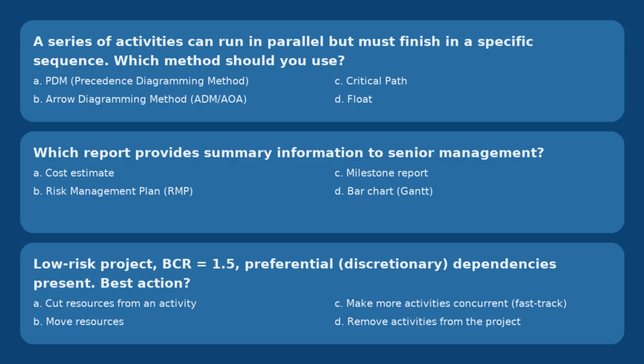Let's do a recap here. PDM models overlaps and enforces finish order with finish to start, start to start, finish to finish, start to finish, including leads and lags. Milestone report is a crisp executive summary. Fast track is used when the risk is low and the dependencies are discretionary. You implement the fast track method.